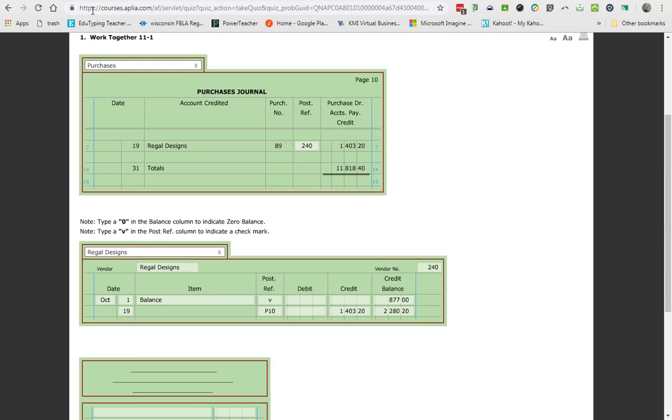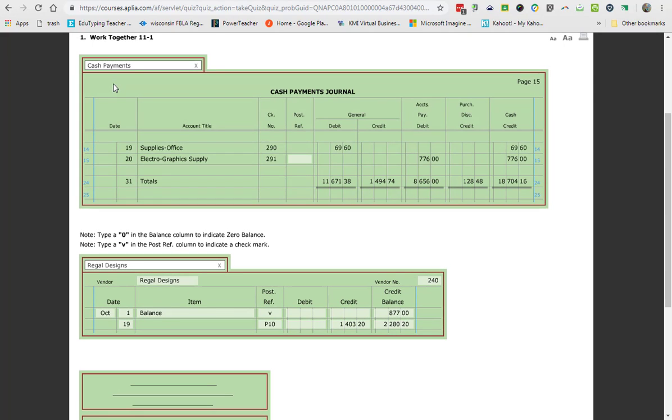Now I need to post my cash payments journal. So I'm going to switch my purchases journal to my cash payments. And it tells me that I'm posting line 15. Now, this causes some problems. Line 15. Right here it says account title, and it says electrographic supply.